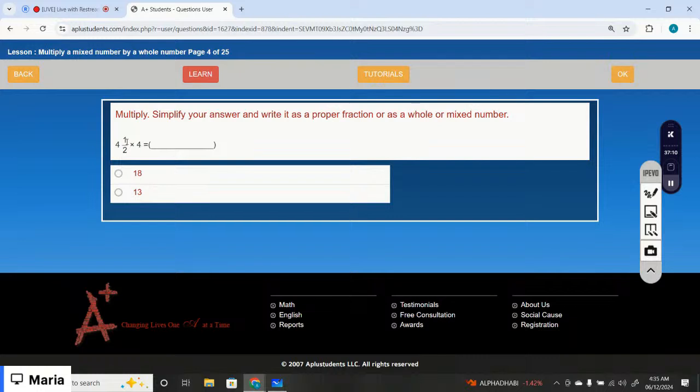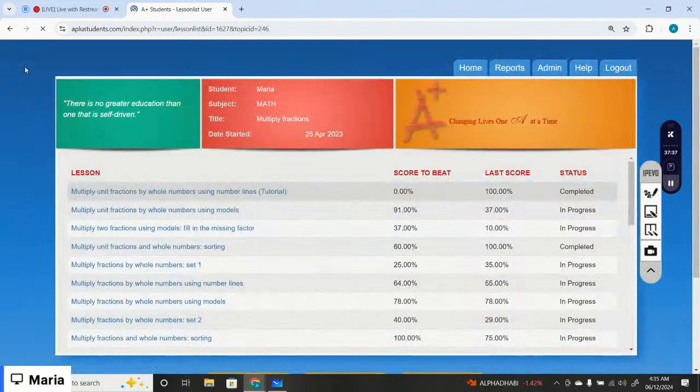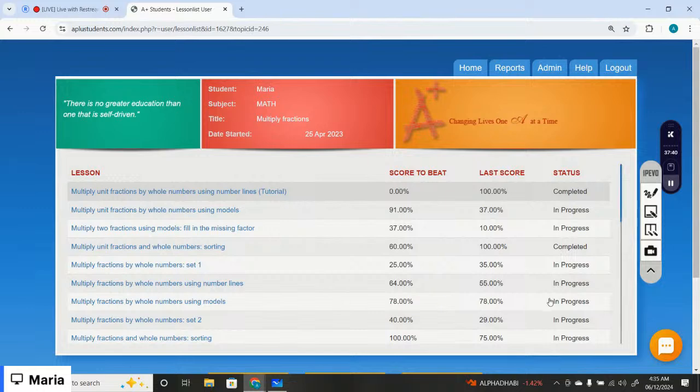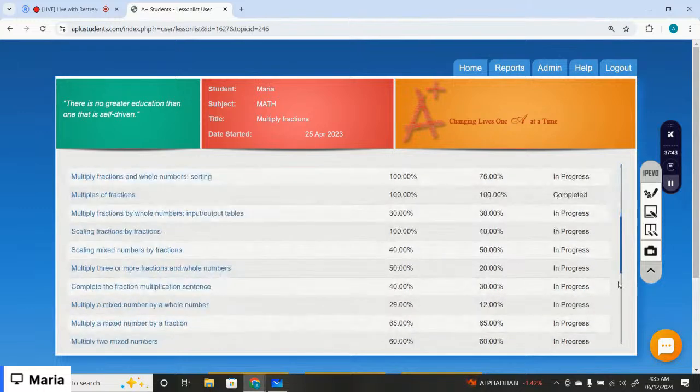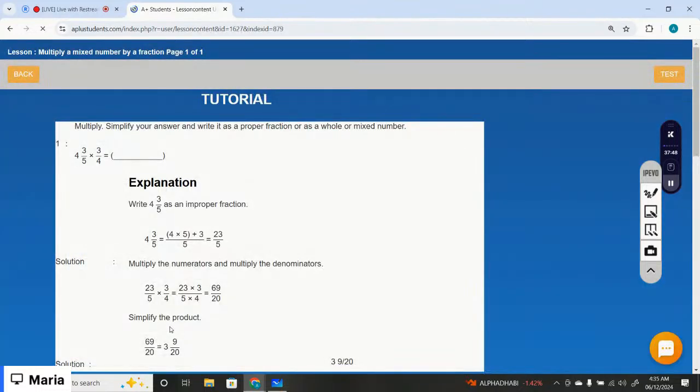1 over 2, 18 it is. Okay, you can complete the lesson by yourself later today. Let me just move on to the next lesson. The next lesson is multiply a mixed number by a fraction.